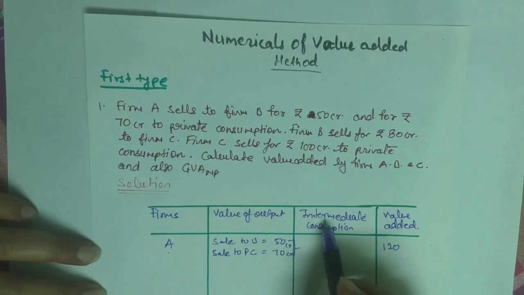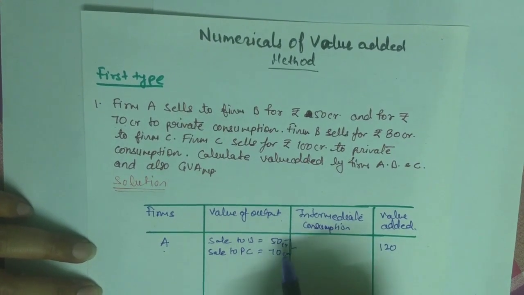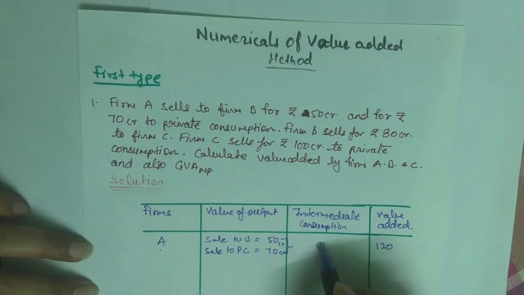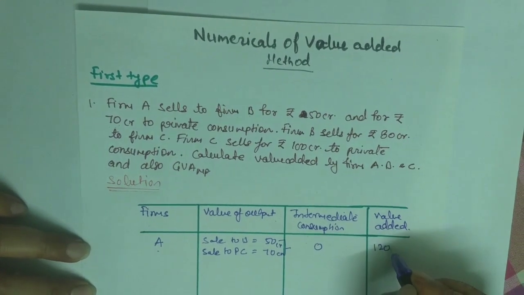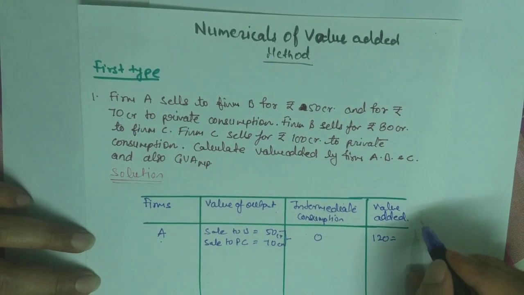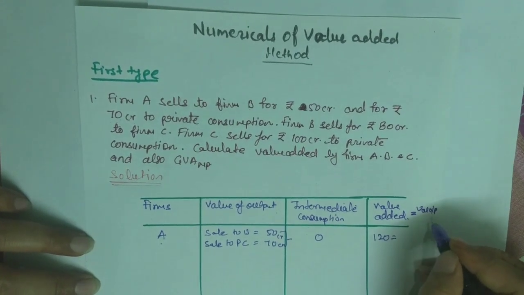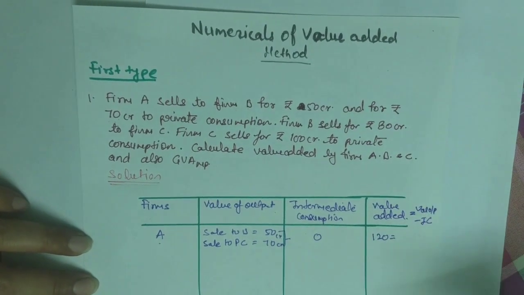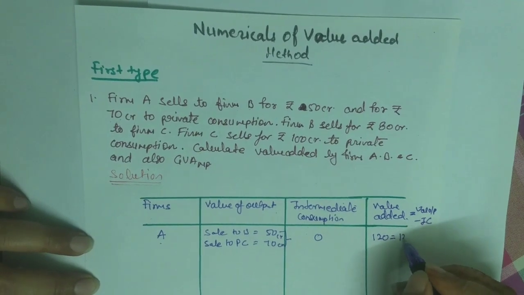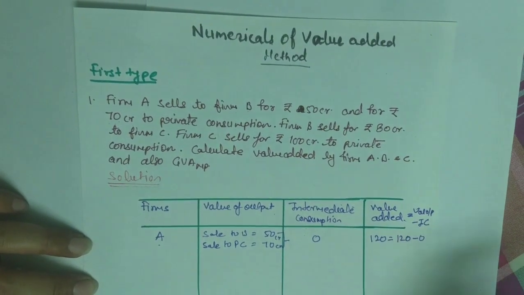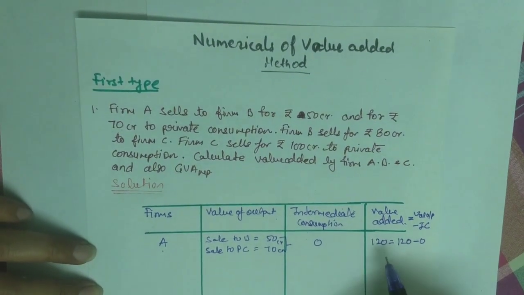Now here intermediate consumption for firm A is nothing, so we'll assume it as 0. So how will you get this answer? Like we know the formula, value of output minus intermediate cost. Accordingly value of output is 120 minus 0, so your answer is 120.